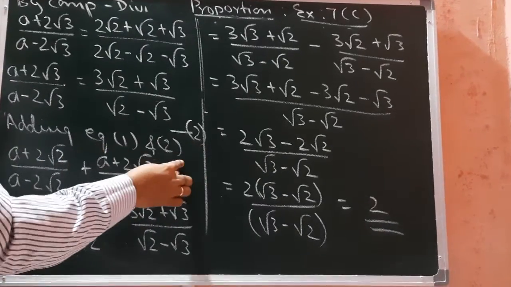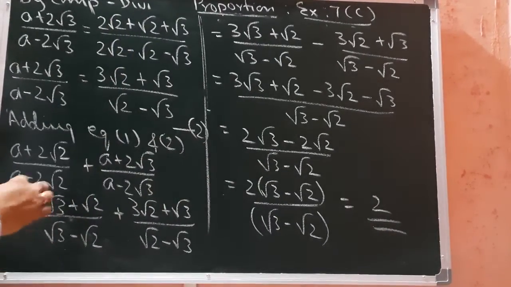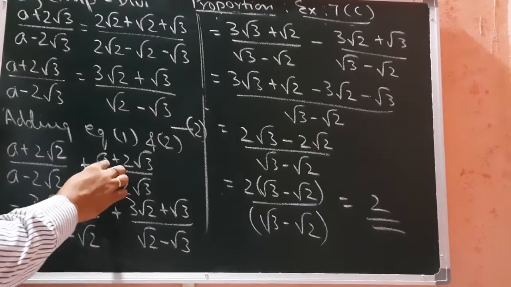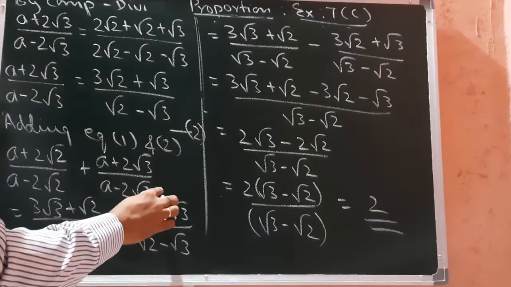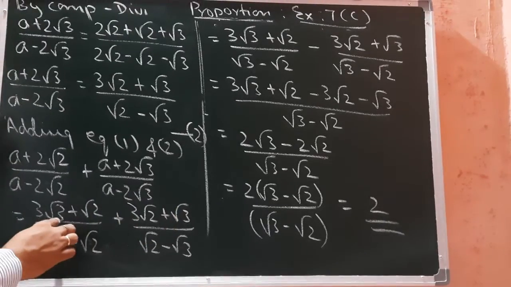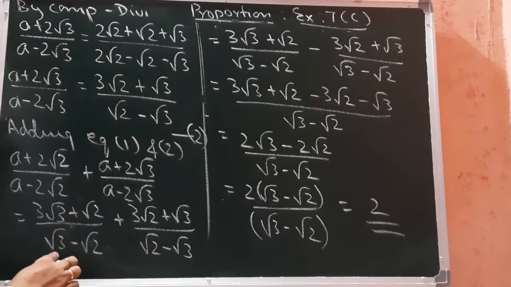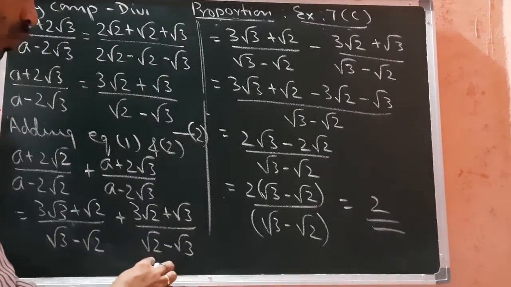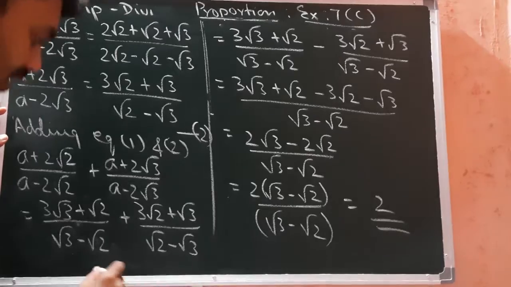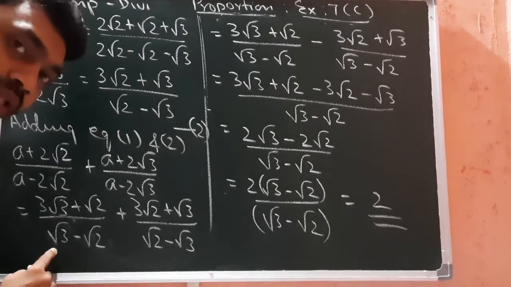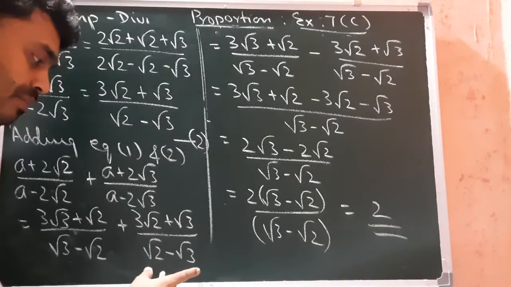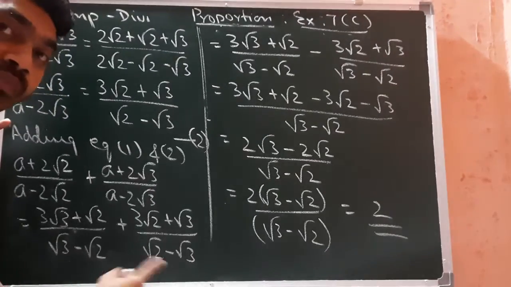Adding equation 1 and 2, what we got in the equation 1. So (a + 2√2)/(a − 2√2) + (a + 2√3)/(a − 2√3), which is equal to (3√3 + √2)/(√3 − √2) + (3√2 + √3)/(√2 − √3). Now you can see the denominator here, √3 − √2 and √2 − √3.